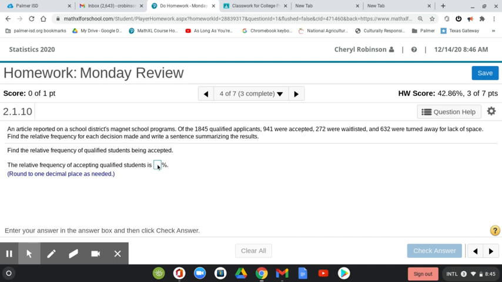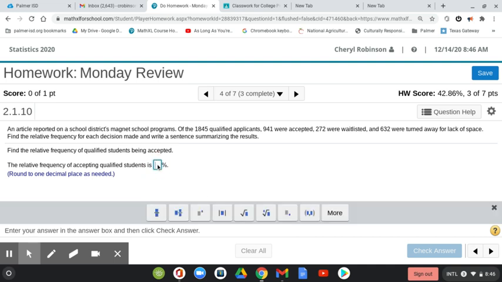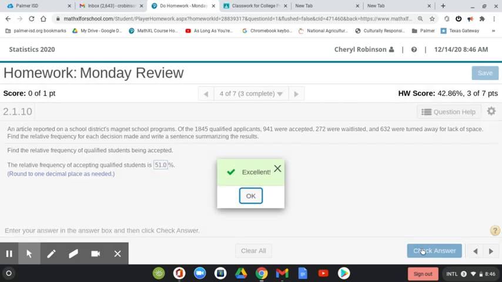Okay, relative frequency. So on this one, you're just finding the percentages of them. So the relative frequency accepting qualified students is going to be 941 divided by 1845. So 941 divided by 1845. And I've got 51.0027. I just look at the decimal and make it a percentage. If you're not comfortable with that, you can just multiply by 100 at the end and you get your percentage.